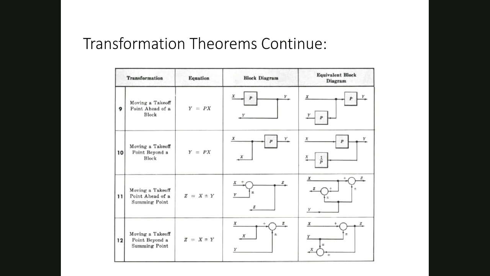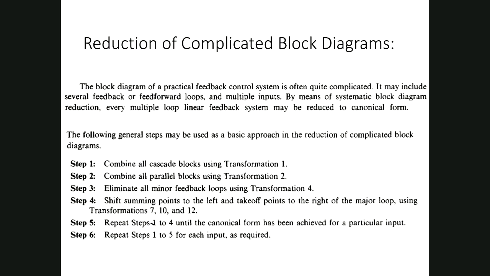So let's see. Can we still do something? Let's look at this one example. When you have a complicated block and you need to reduce it, it's just telling you some steps here. You don't need to follow these steps exactly as they are. It may guide you. Combine all cascade, combine all parallel, eliminate any loops that you have. So if you have any feedback, remove it. If you have any summing points, move them around, and then you keep doing this until you get something simple.